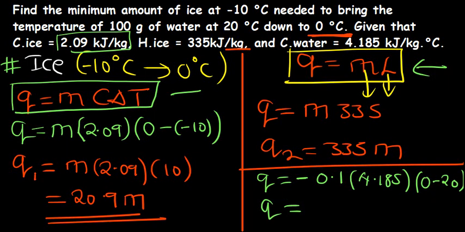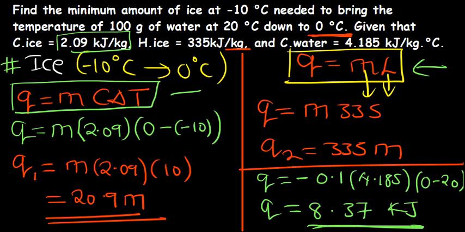So therefore, if we look at what we have and perform our calculations, what are we going to get? We're going to have 0.1 multiplied by 4.185 and then multiplied by 20. So that would be a positive 8.37. Okay, now that would be in kilojoules. Very important, kilojoules.